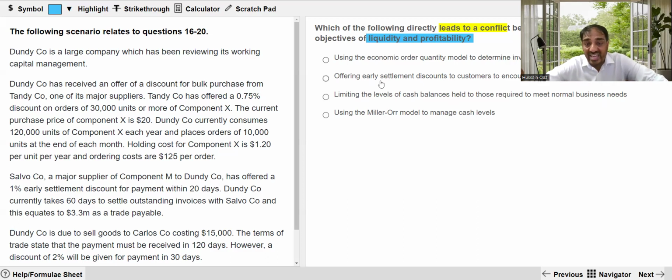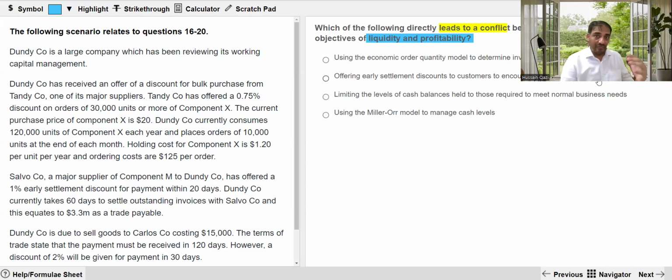Number 2, offering early settlement discount to customers to encourage prompt payments of debts. Okay, why are we offering the customer to pay debts early? Because we want to avoid bad debts. But here we need to analyze the situation. Is this a point of benefit? Benefit in terms of profitability? We need to analyze first. If we offer the settlement discount, will we get the profitability?